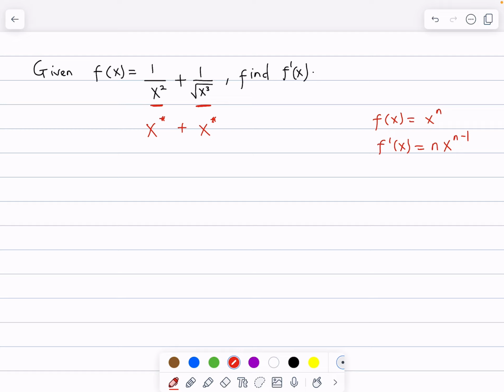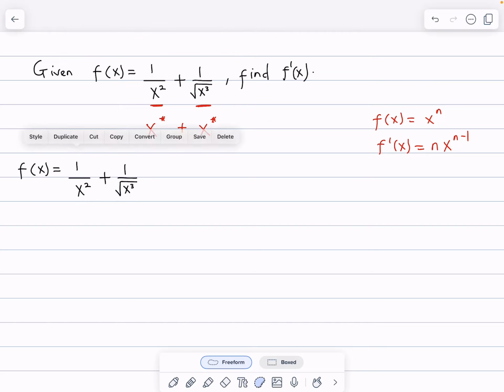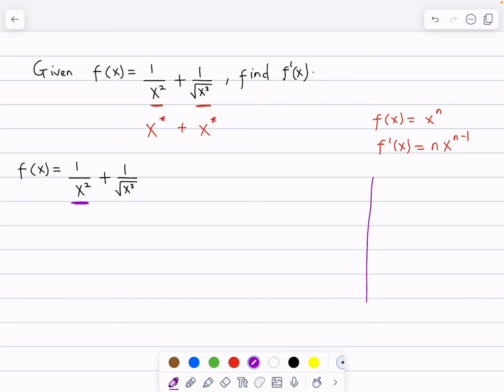So my f of x is equal to all this, and then I just want to rewrite it so that it looks like x to the power of something. Now, how can I rewrite the first term here, which is 1 over x squared? Recall from the rules of exponents that 1 over x to the power of n is the same thing as x to the power of negative n. So using that rule, I can rewrite the first term as x to the power of negative 2, because here my n is going to be 2, right?